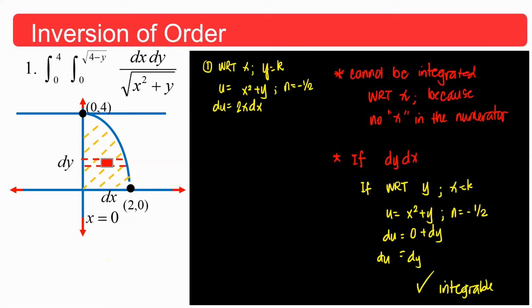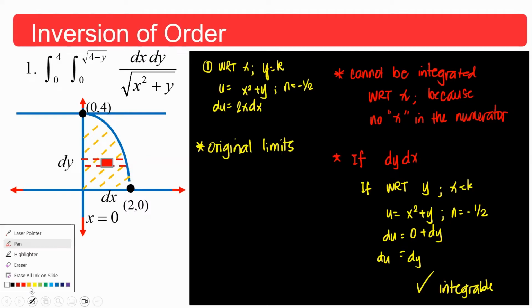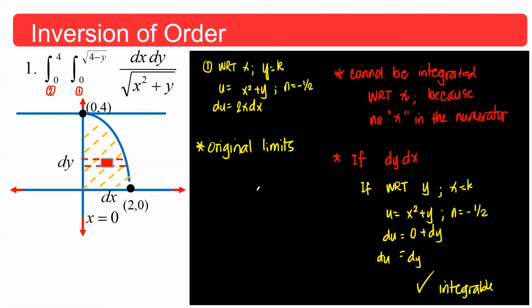So what happens is we have to know the limits. What are the limits? Let's look at the original limits first, because it's termed inversion of order. So what are the original limits? It's with respect to x first. So here, this is the first limit with respect to x. This is the second set of limits. With respect to x, x would be 0. x would be square root of 4 minus y. With respect to y, y is 0 and y is equal to 4. So guys, take note of these limits. They are the original limits.